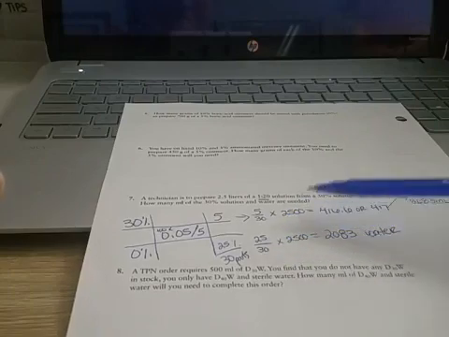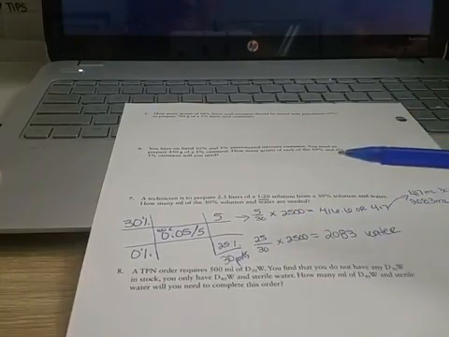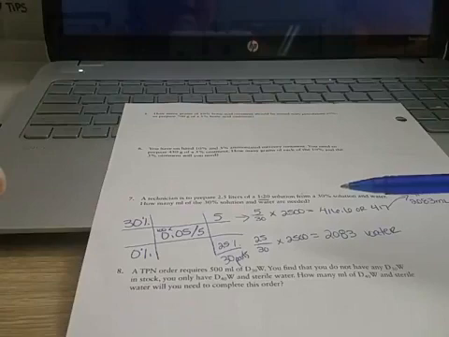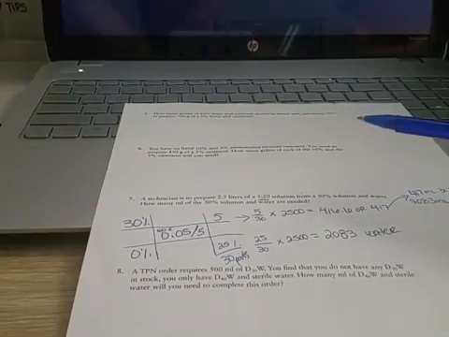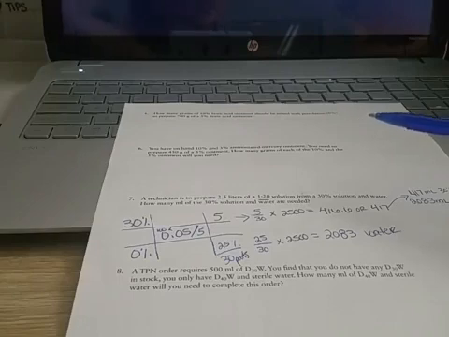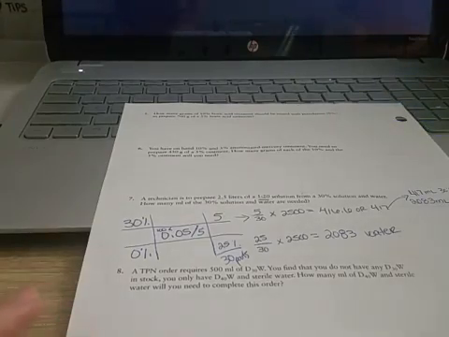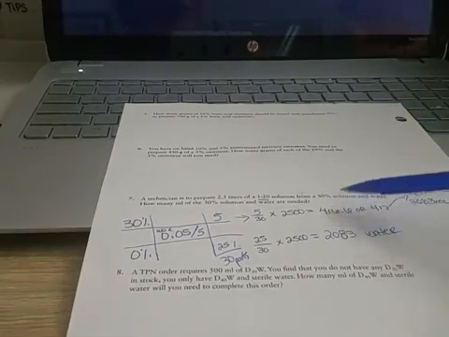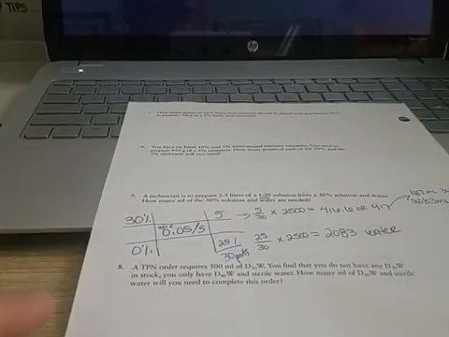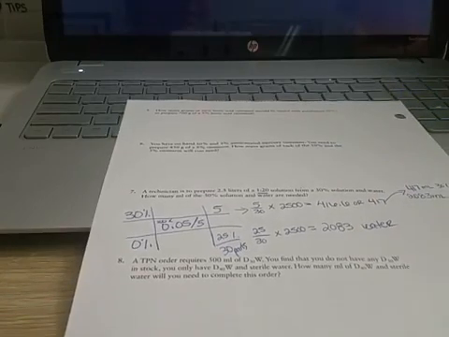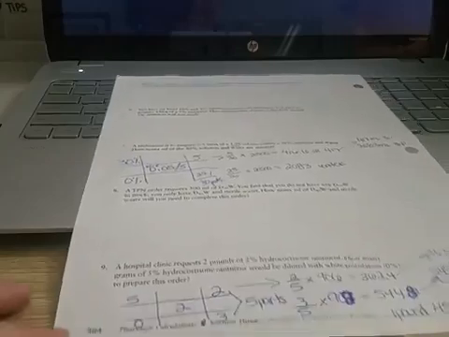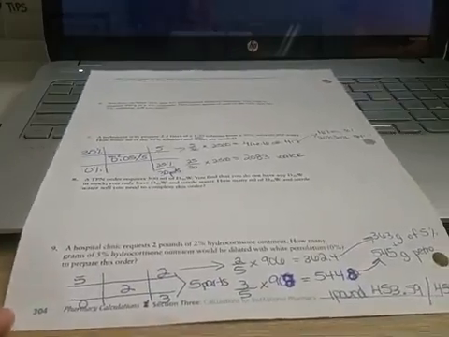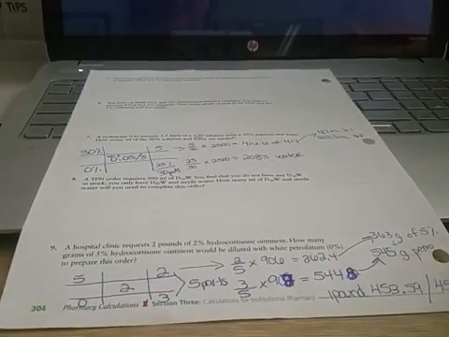25 out of your 30 parts, multiply it by 2,500 ml, tells you that you need 2083 ml of water. $20.83 and $4.17 should give you your 2,500. All right. Let's move on to number 9.